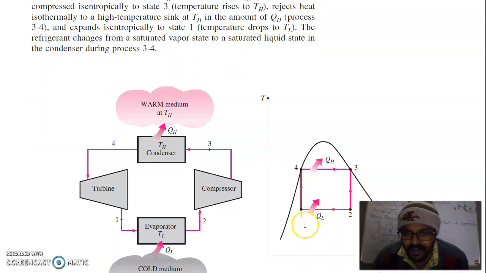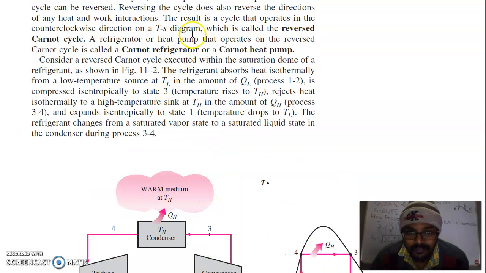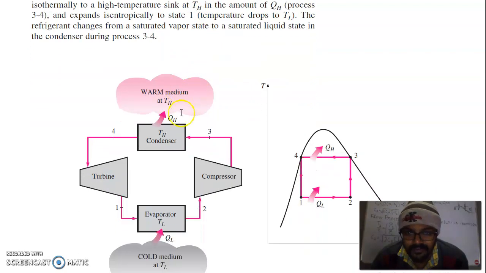So you can see here the normal Carnot cycle is in this direction, but we have reversed the Carnot cycle direction from here: 1 to 2, 2 to 3, 3 to 4 and 4 to 1. The result is a cycle that operates in the counterclockwise direction on the T-S diagram, which is called the reverse Carnot cycle. A refrigerator or heat pump that operates on the reverse Carnot cycle is called a Carnot refrigerator or a Carnot heat pump.